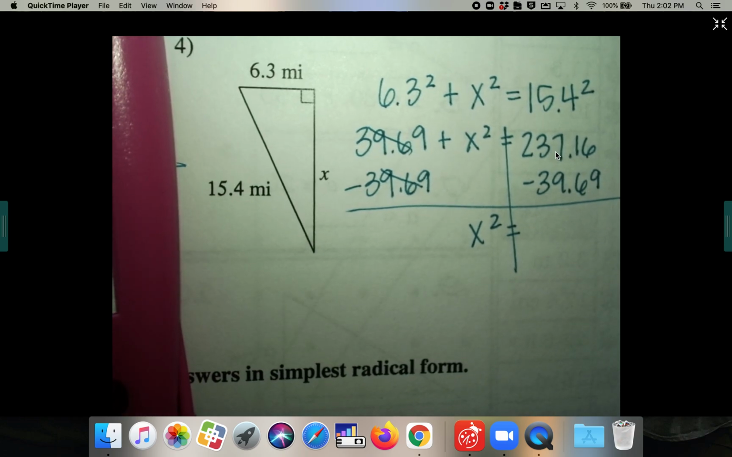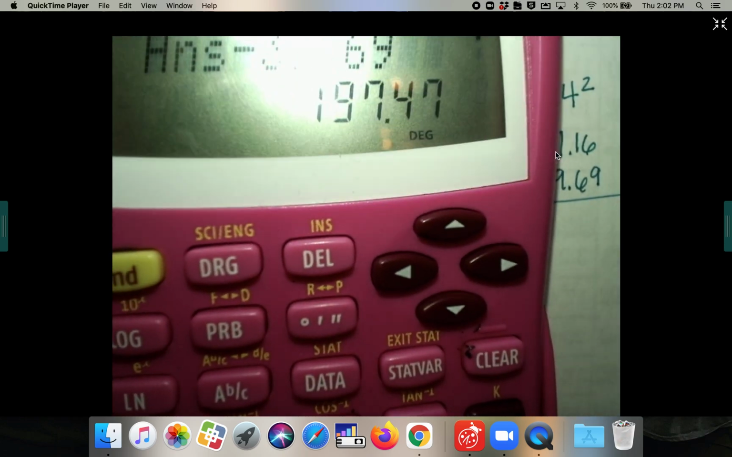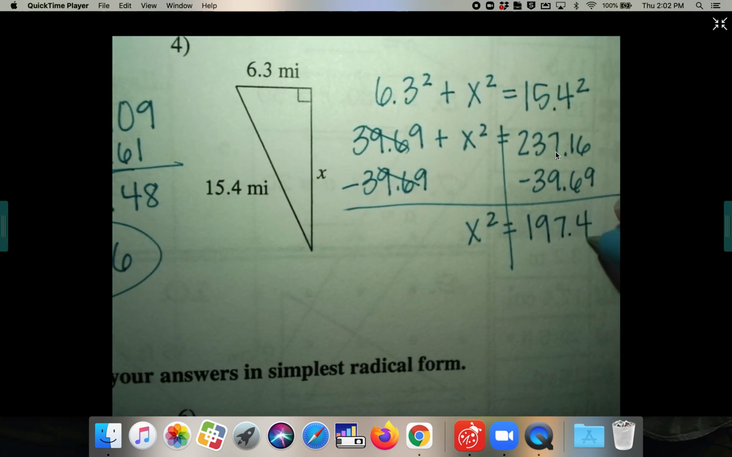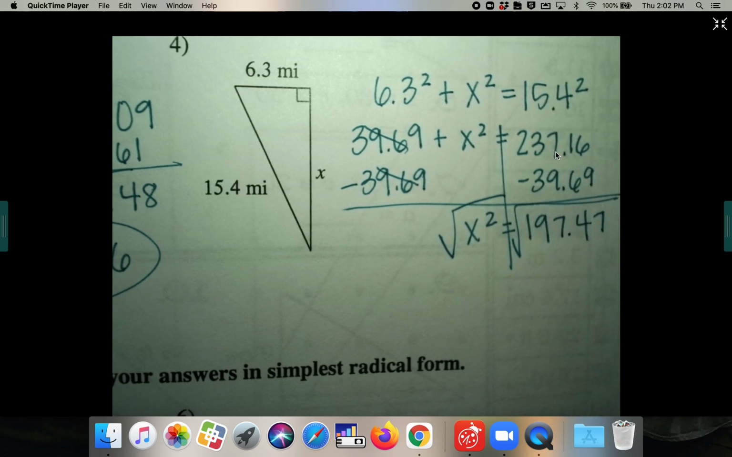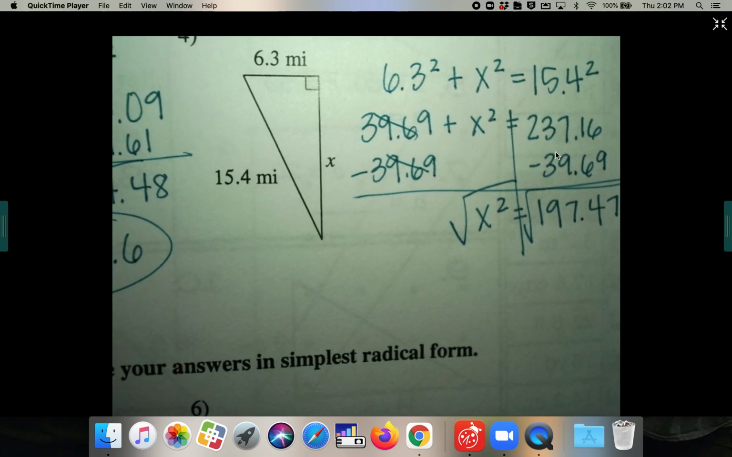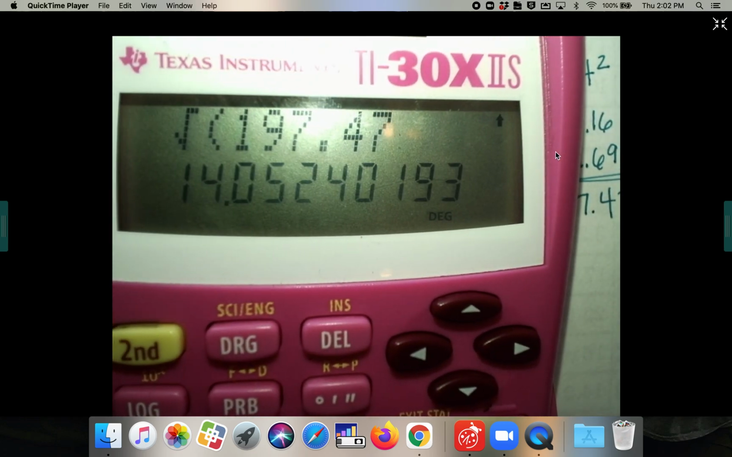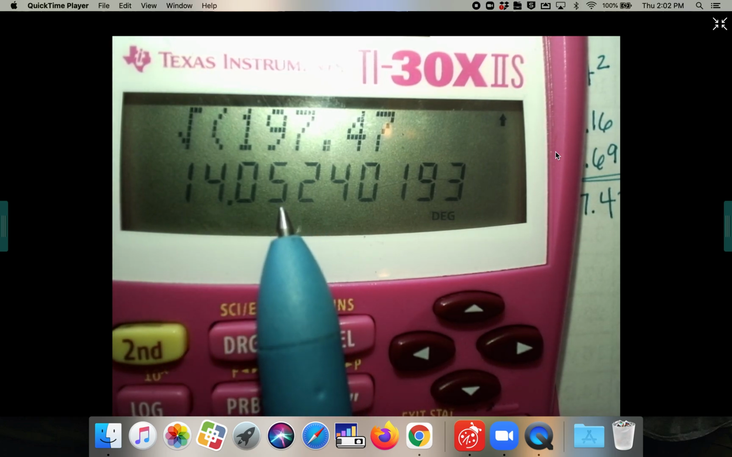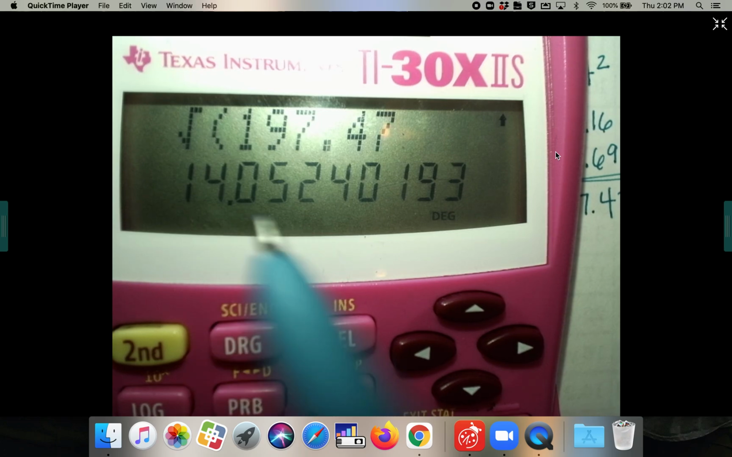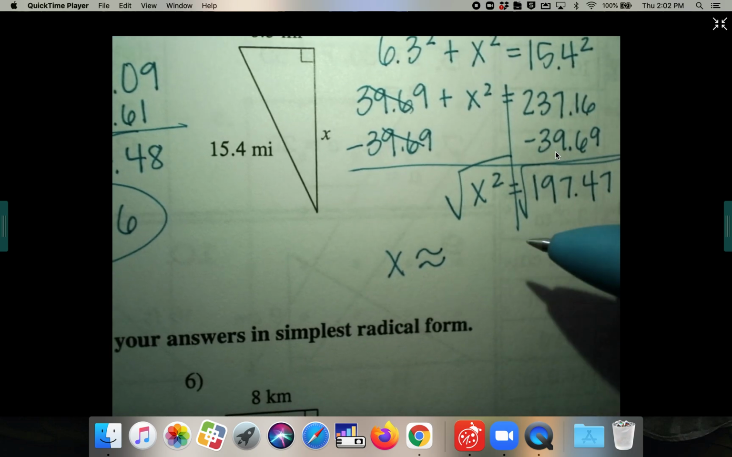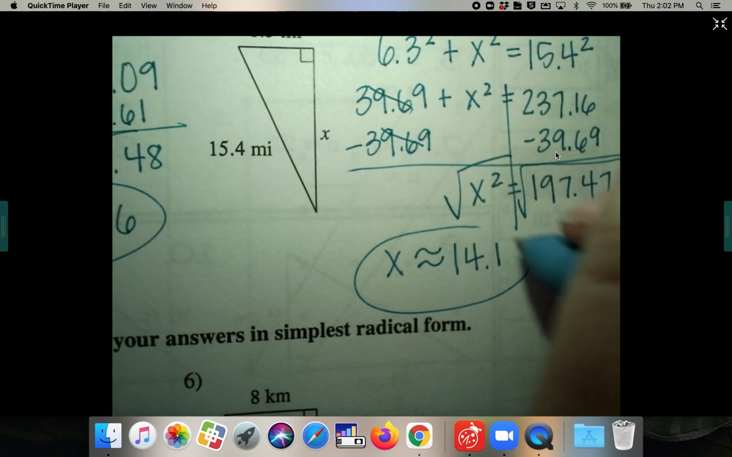237.16 minus 39.69 is 197.47. I'm going to square root both sides to get x by itself. I'm guessing it's going to be yucky again. Yeah, it is irrational again. So this is 14.0, but the 5 does bump the 0 up to a 1. So about 14.1. And again, it's not exact, so I'm going to do about 14.1.